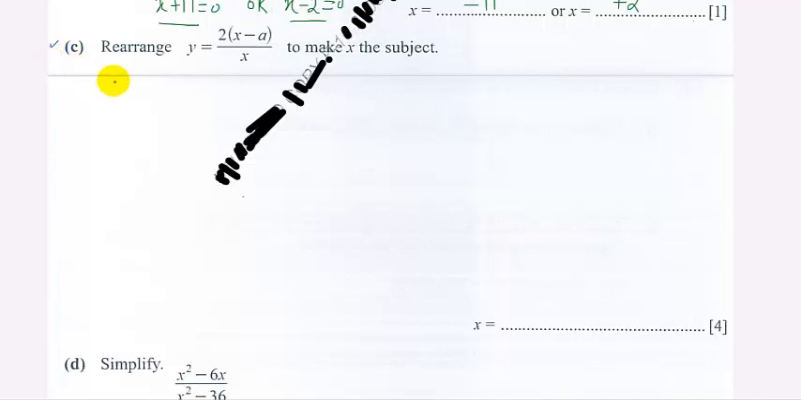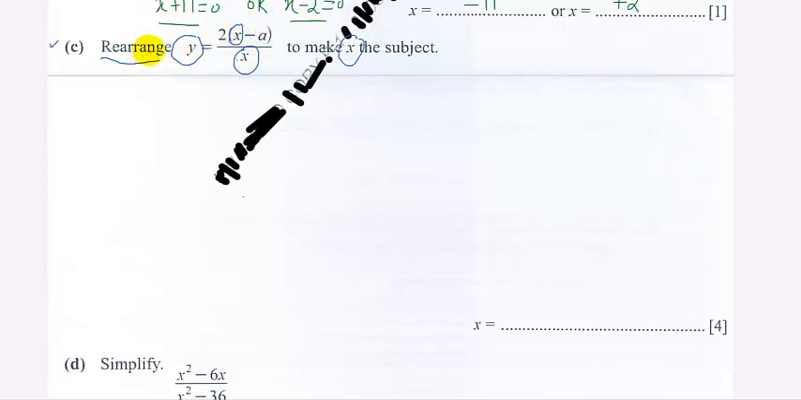In this part, part C, we have to rearrange, so to make x the subject. Right now y is the subject, y is alone. Now we have to make x the subject. But the problem is x is in the denominator as well as in the numerator.